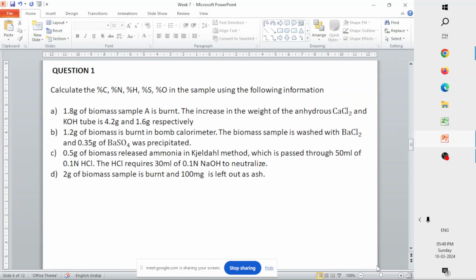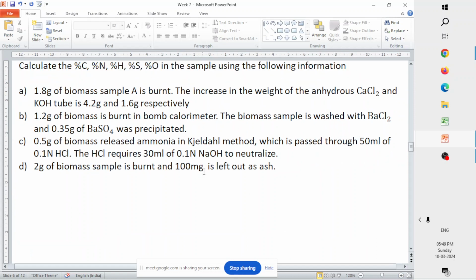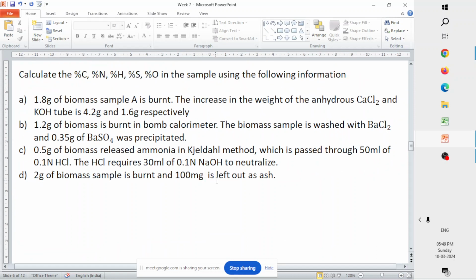So here is the problem. Let me zoom in. Here we are asked to calculate the percentage of carbon, nitrogen, hydrogen, sulfur and oxygen in the sample using the following information. So you have 4 different pieces of information. I'll give you some time to look through what information is given, and then after 1 or 2 minutes, let's start solving the problem.